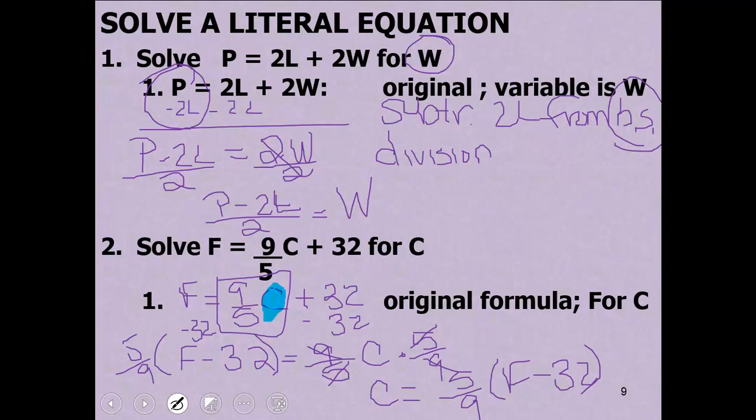Hopefully you recognize that this is the formula to convert between Fahrenheit and Celsius. This is how you take a Celsius number and convert it to Fahrenheit. This is how you take a Fahrenheit number and convert it to Celsius.